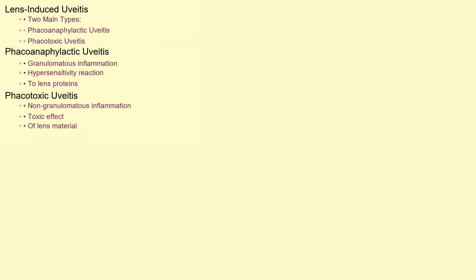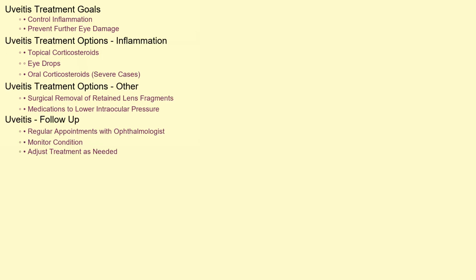Lens-induced uveitis can be broadly classified into two main types: phacoanaphylactic uveitis and phacotoxic uveitis. Phacoanaphylactic uveitis is a granulomatous inflammation believed to be a true hypersensitivity reaction to lens proteins. Phacotoxic uveitis, on the other hand, is a non-granulomatous inflammation thought to be caused by a direct toxic effect of lens material. The primary goal of treatment is to control inflammation and prevent further damage to the eye.